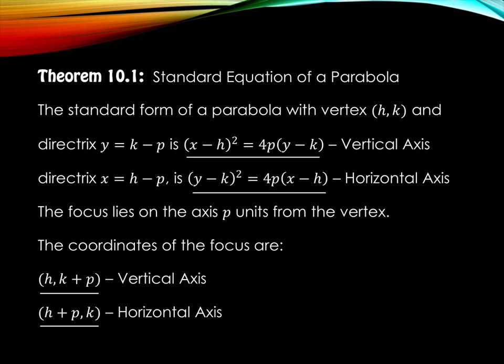And then we have the corresponding one where we do it as a horizontal axis. And the directrix is x equals h minus p. The equation is (y minus k) squared equals 4p times (x minus h).